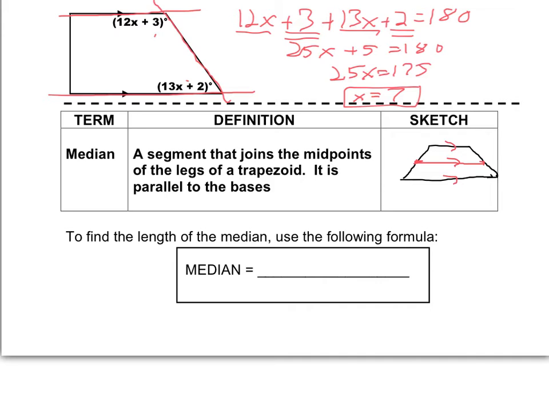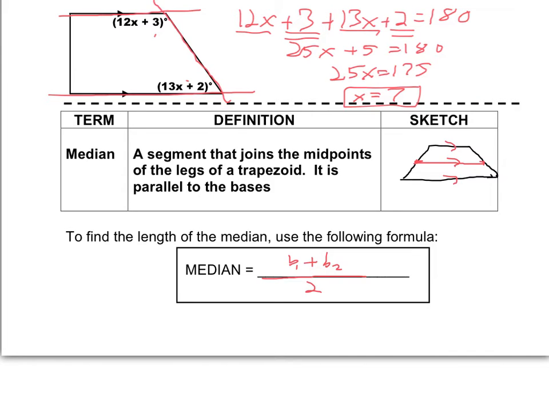Okay? To find the length of the median, we use the following formula. We do base 1 plus base 2. Okay, that's the top base and the bottom base, or bottom base and top base, doesn't matter which one you do. And then you simply divide that by 2. Okay, let me rewrite this a little bit clearer. Okay, let's do base 1 plus base 2, and we're going to use this line right here as our division line, divided by 2.